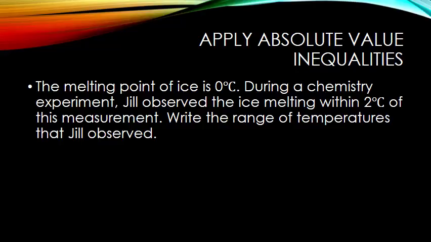All right, well, let's apply absolute value inequalities into something that may be a little bit real life, particularly if you're a chemist, from what we see here in our word problem. Well, the melting point of ice is 0 degrees Celsius. That's true. Or 32 degrees Fahrenheit, 0 degrees Celsius. During a chemistry experiment, Jill observed the ice melting within 2 degrees Celsius of this measurement. Write the range of temperatures that Jill observed.